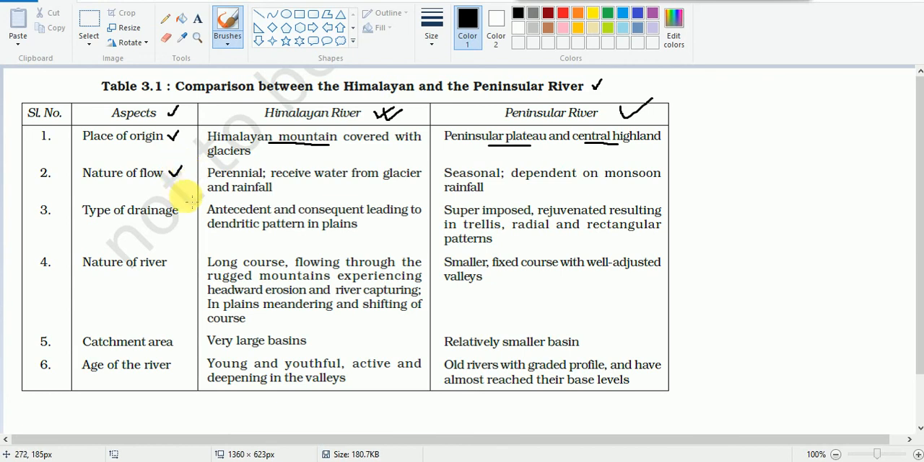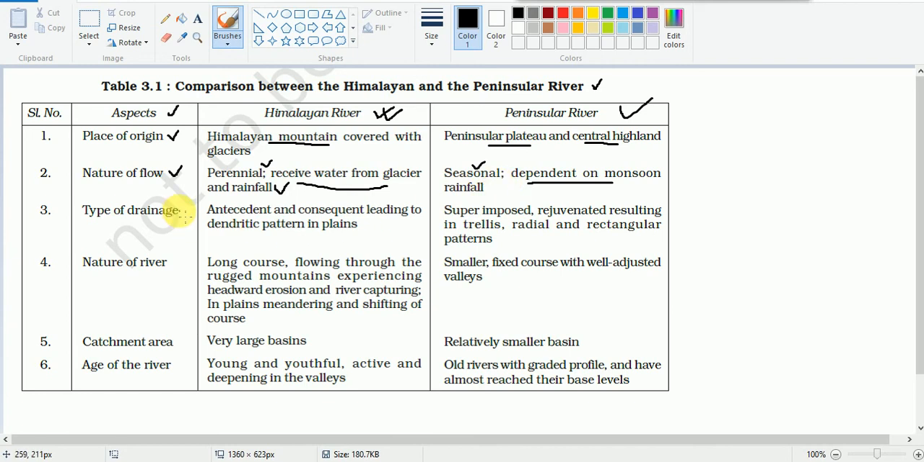On this basis, Himalayan rivers are perennial. That means the river contains water throughout the year, because these rivers receive water from glaciers and from rainfall, and hence are perennial. Whereas Peninsular rivers are seasonal. That means the river flows only during the rainy season. This is because the Peninsular rivers are dependent on the monsoon rainfall. So when the monsoon rainfall starts, the river starts flowing.